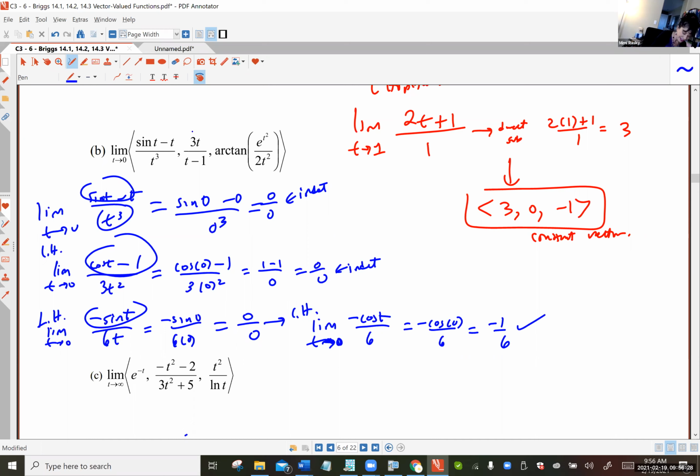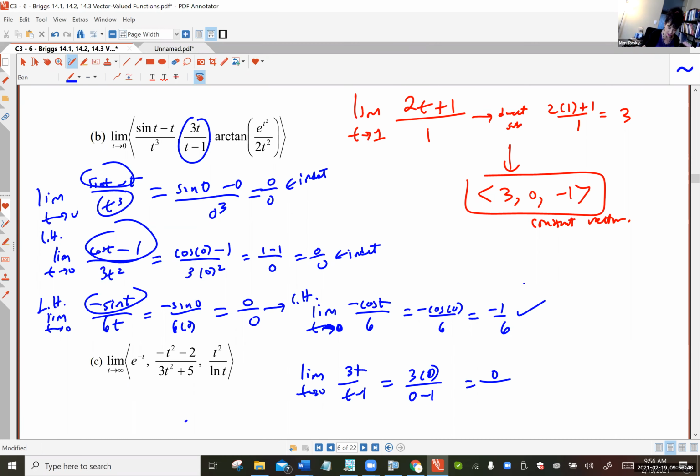Now, how about the second component? So if you work on the second component, 3t over t minus 1, using direct substitution here, I get 0 all over 0 minus 1, but that's 0 divided by negative 1. Can I use L'Hopital's?